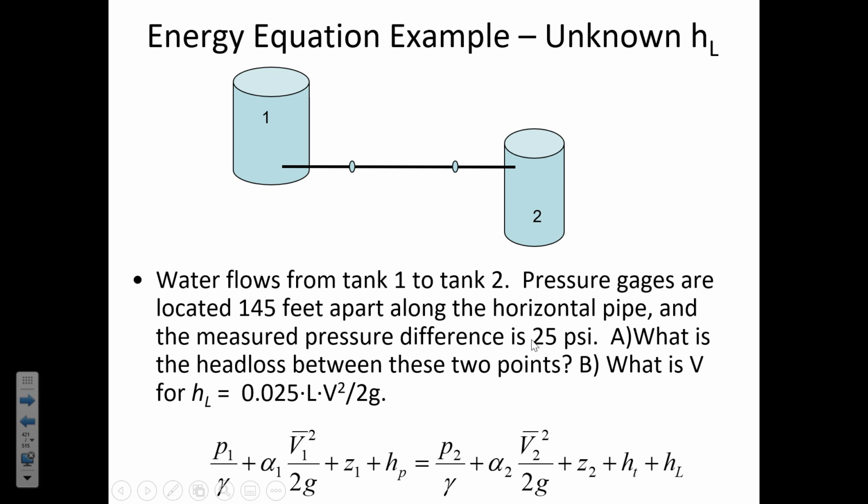PSI, what does that stand for? Pounds per square inch. What a silly unit system traditional units are, because there's 12 inches in a foot. So if we talk about 12 inches by 12 inches, there's 144 inches squared in 1 foot squared. Just keeping that in the back of our mind, we want to find out what's the head loss between these two points if the pressure difference between them is 25 psi.